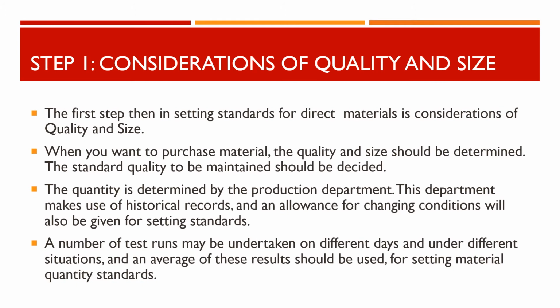The first step then in setting standards for direct materials is considerations of quality and size. When you want to purchase material, the quality and size should be determined. The standard quality to be maintained should be decided. The quantity is determined by the production department. This department makes use of historical records, and an allowance for changing conditions will also be given for setting standards. A number of test runs may be undertaken on different days and under different situations, and an average of these results should be used for setting material quantity standards.